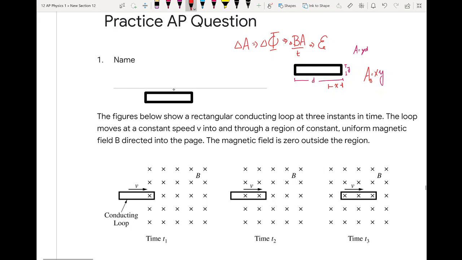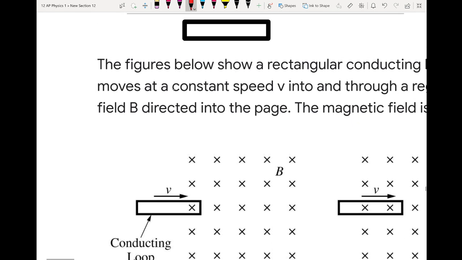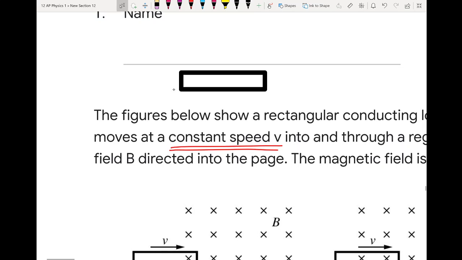So this area is changing, and next we have to figure out how much our area is changing by. So we have to think about this change in area. We know that we have a constant speed, a constant v. Because it's moving at a constant speed, it's covering some constant distance in some constant amount of time. Its velocity is constant.